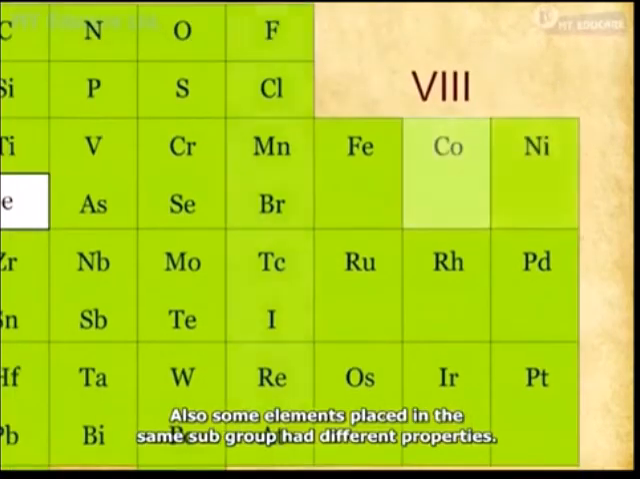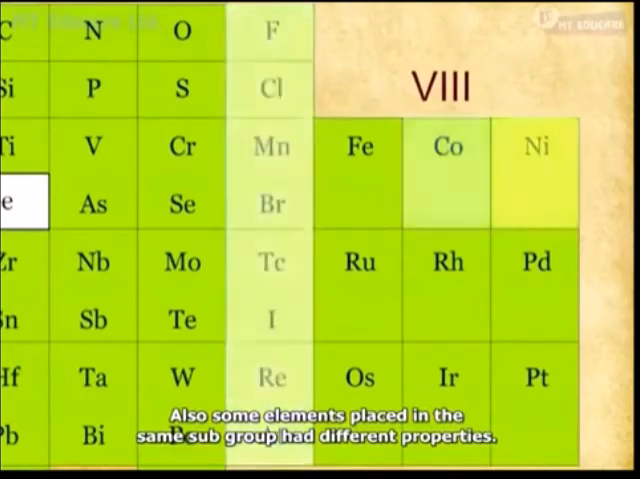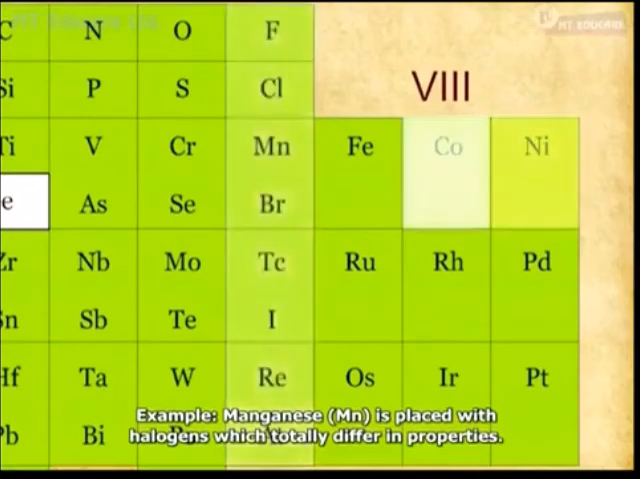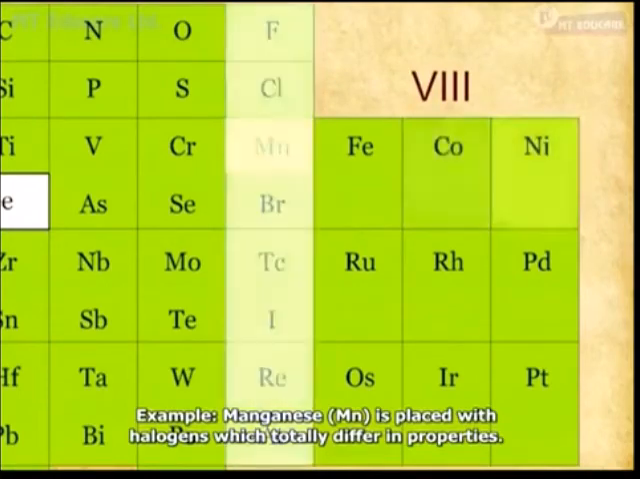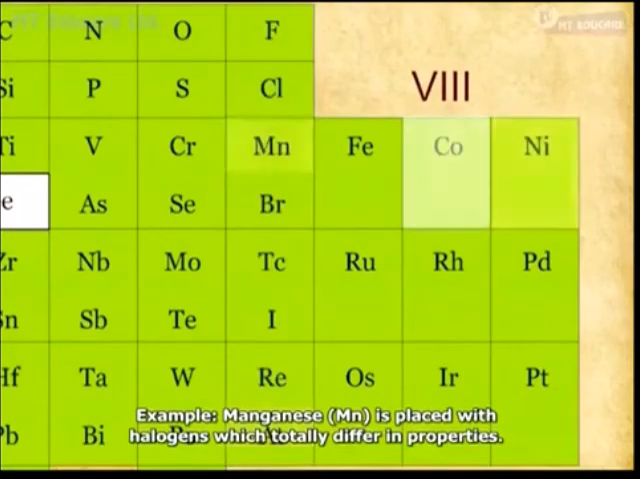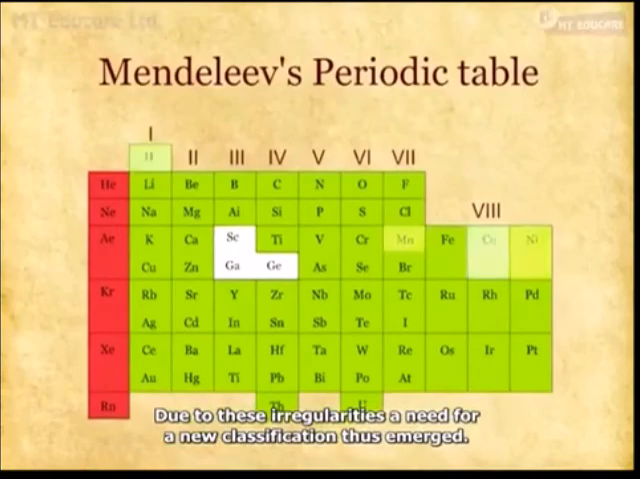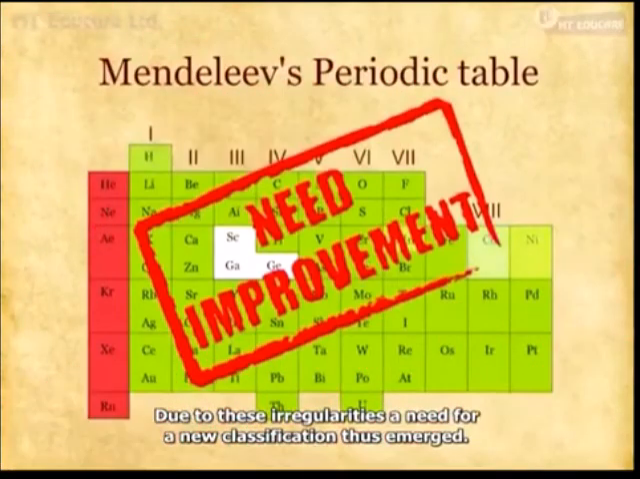Also, some elements placed in the same subgroup had different properties. Example, manganese, Mn, is placed with halogens, which totally differ in properties. Due to these irregularities, a need for a new classification thus emerged.